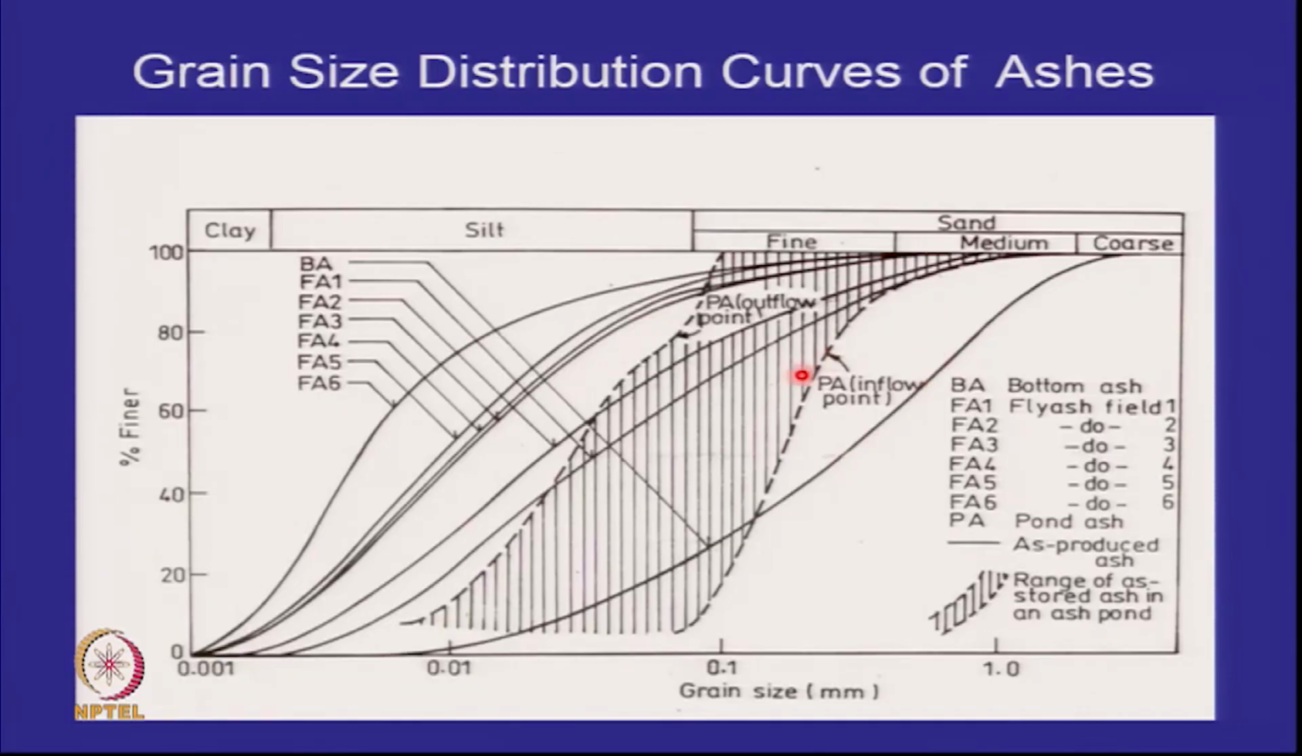This is near the inflow point, that's near the outflow point. So please see, if this line is the boundary of silt, all the fly ash is predominantly silt. If this is the silt line, all the bottom ash is predominantly sand. If this is the silt line, all the pond ash at the inflow point is predominantly sand sized, and if this is the silt and sand boundary, most of the material is silt sized.